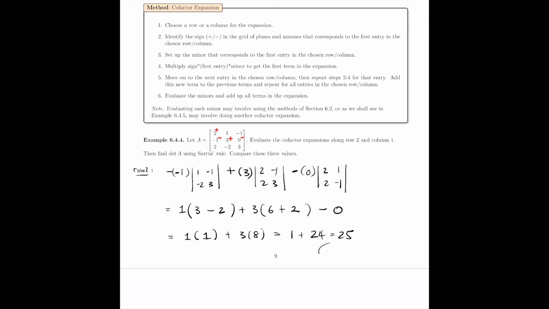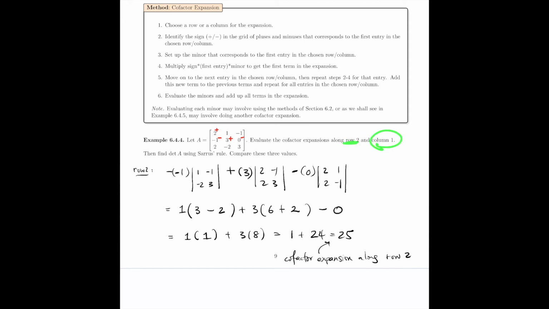So the cofactor expansion along row 2 is 25. This is the cofactor expansion along row 2. So that's the first part of what we were asked. We're going to do the same thing down column 1 now.